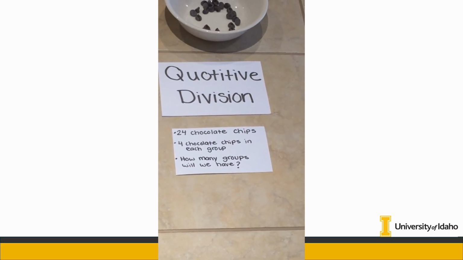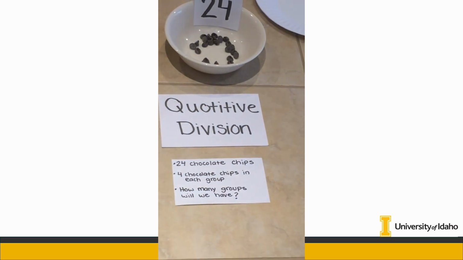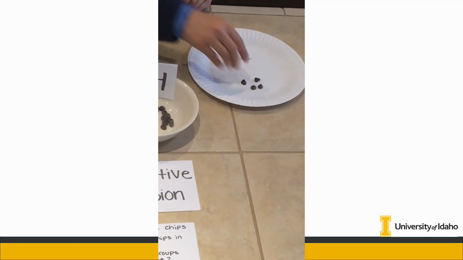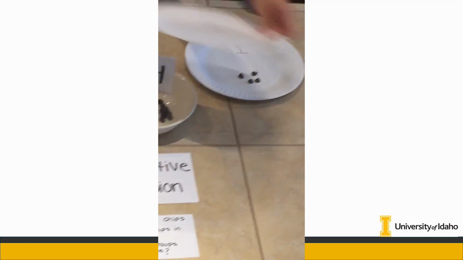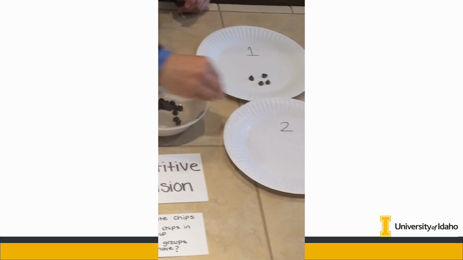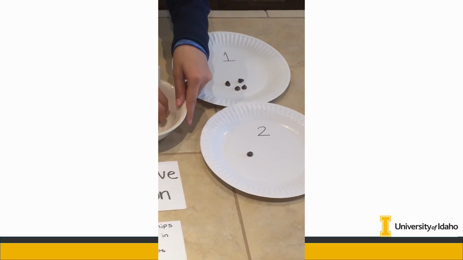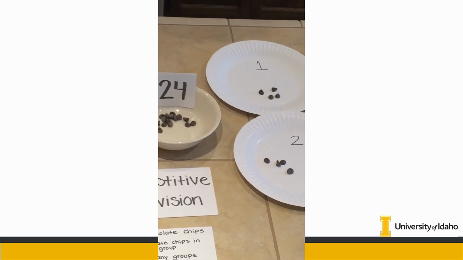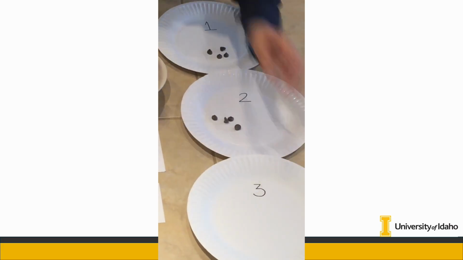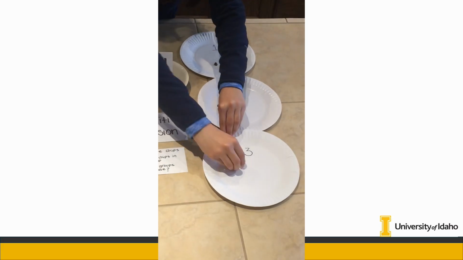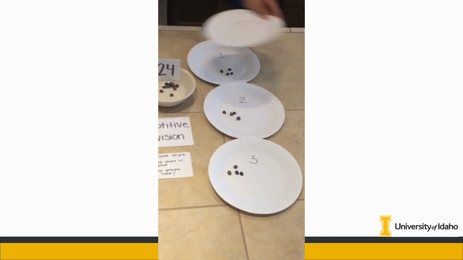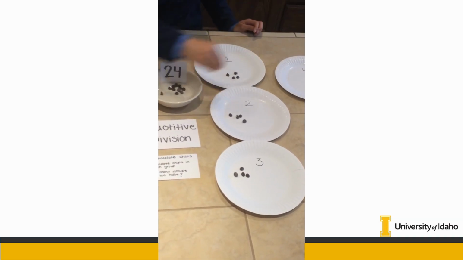So there are 24. I'm going to start off with my first group and put 4 chocolate chips in it. 1, 2, 3, 4. I know I have some chocolate chips left over, so I can make a second group. 1, 2, 3, 4. I'm able to make a third group. 1, 2, 3, 4. I'm able to make a fourth group because there are still chocolate chips.